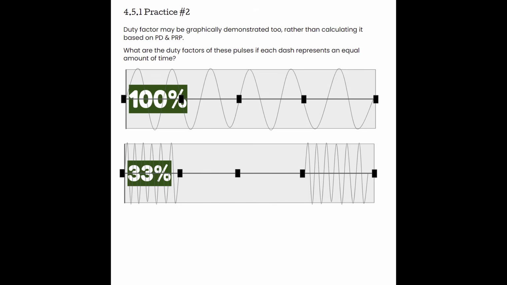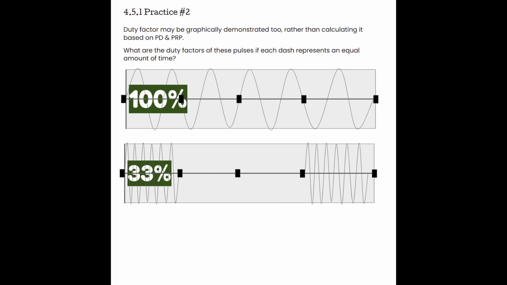And here they are. We have 2 waves that are being represented on these graphs. The graphs have dashes on them to represent an equal unit of time. And you've been asked to figure out what the duty factor is. Well, the first one has no off time. So we should immediately know that when there is 0 off time, that is a 100% duty factor. There is no listening. The fraction is 100%. It's always on. The bottom one, however, is a little bit tricky.